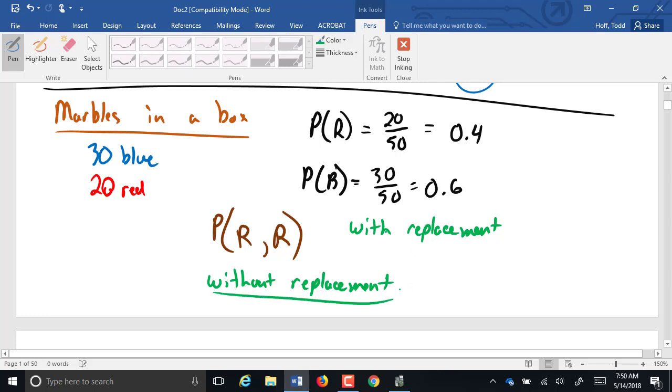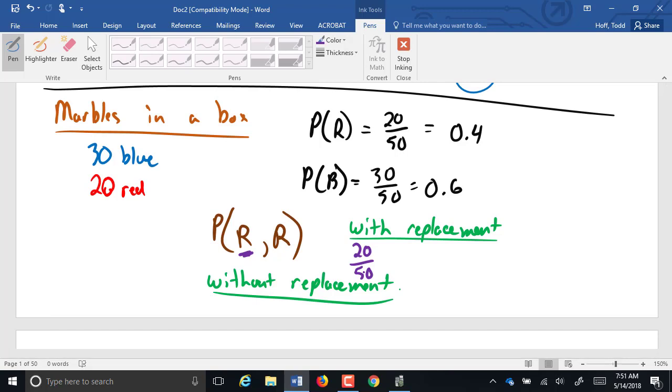There's two possibilities here, with replacement or without replacement. It is a technical term, but it actually means exactly what it sounds like. I'm drawing out two marbles here. The first marble, the probability that the first marble will be red is 20 out of 50, correct? But before I draw the second marble, I need to know if I put the first marble back.